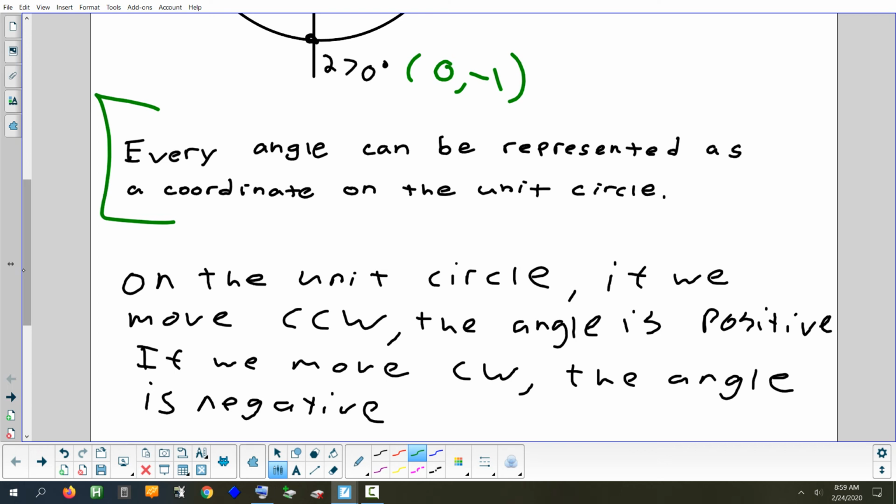Okay, but the visual, at least at first, is going to be very helpful to try to do it. After a while, you might be able to just say, oh, 180 degrees, I know that's left, I know the coordinate's -1, 0. Okay. But at first, the diagram is going to be helpful.